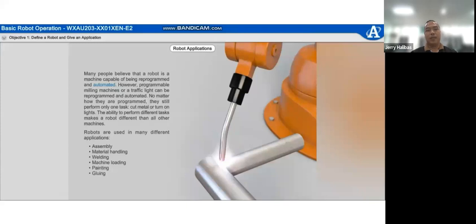So the possibilities are limitless in the applications of robots, especially the industrial robots.